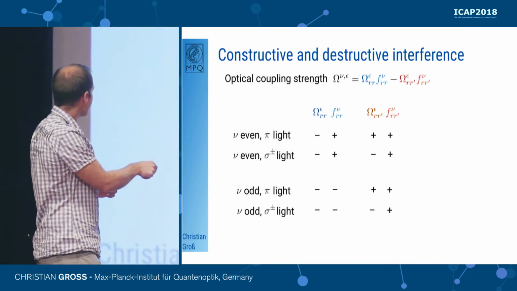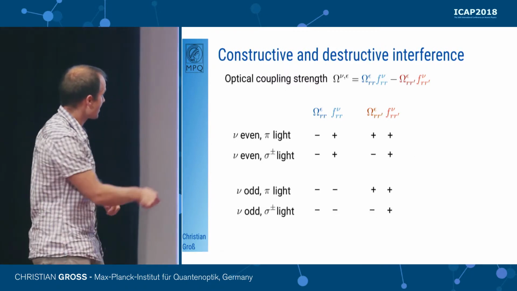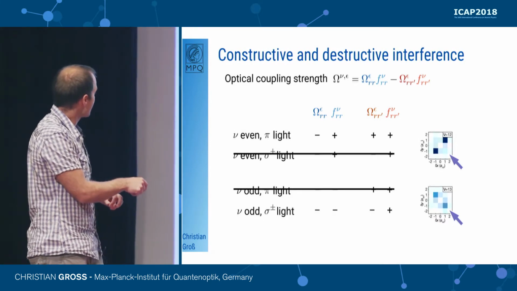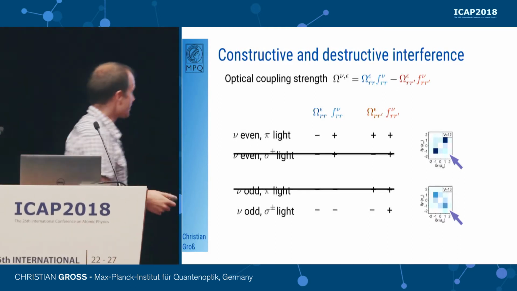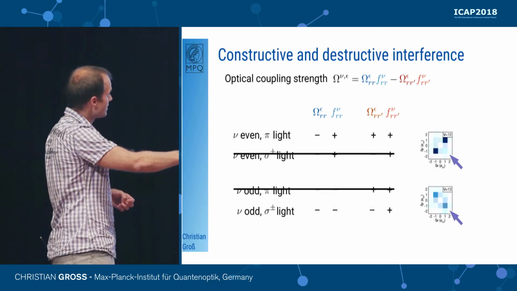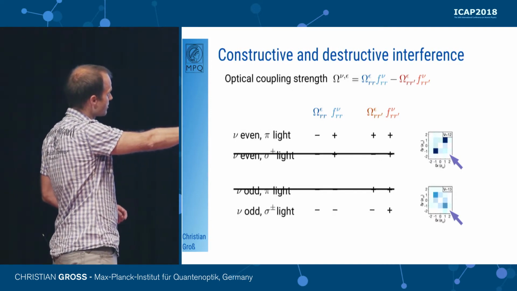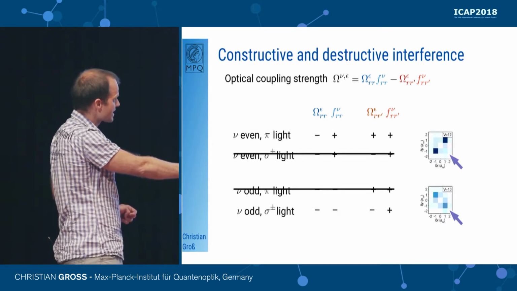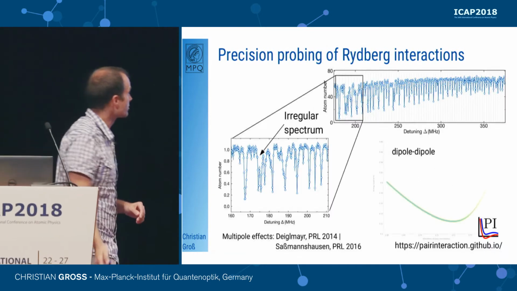And depending on if we have pi or sigma light, that changes the relative sign in these electronic contributions. And now we basically can just look at those signs, and we find that in the case of even vibrational levels, we get destructive interference for the sigma plus sigma minus light. That means basically the molecular axis in laser direction interferes destructively. That's why you don't see anything here. And in the other case, where we have an odd line, the situation exactly changes, and we get constructive interference there. So that explains basically the orientation of those molecules.